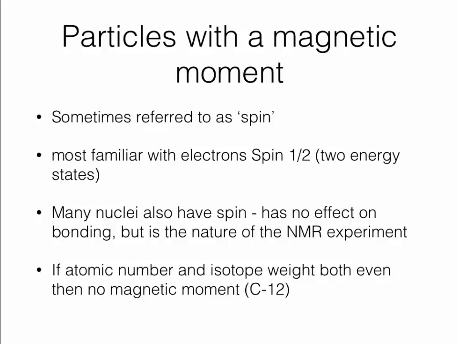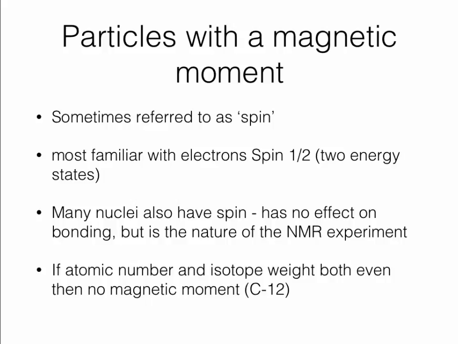Sometimes that's referred to as spin, although we can't really see particles spinning or not. They do create a magnetic moment as if they were spinning. Most of you are already familiar with electrons. Electrons, as you'll recall, have spin of 1/2. They're either with or against a field. And this was very important in considerations of bonding, because when two electrons form a bond, they need to be paired. And that is a concept that you've seen quite often.